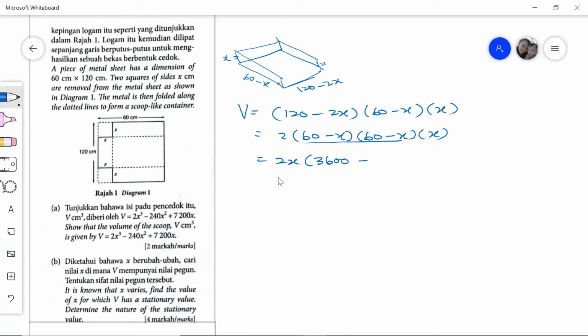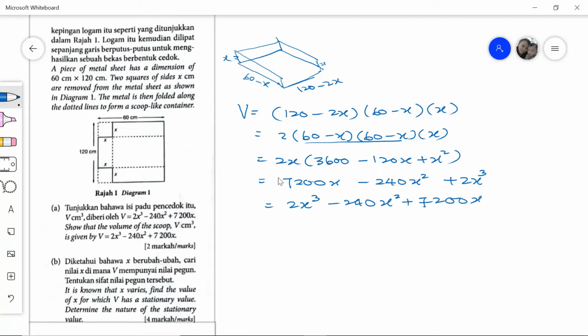We will have 3,600 minus 2 times 60 times x, so 120x, plus x squared. All right, open up the bracket. So we will have 7,200x minus 240x squared plus 2x cubed. Isn't it the same as the one given? Let's rearrange it: 2x cubed minus 240x squared plus 7,200x. So we have just shown. Okay, this is part A.